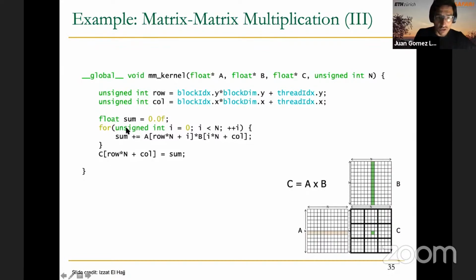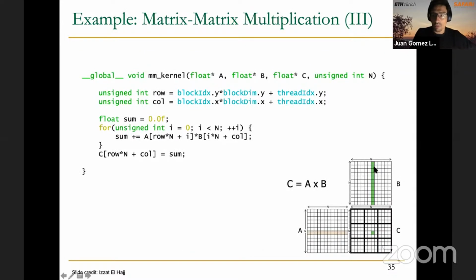And this way, each thread just needs to compute this inner loop where we access element by element in the row of A, and element by element in the column of B. And then we accumulate, and finally we store the accumulated value into the output matrix C in the particular position row column. But the problem, again, is that this is not really efficient, right?